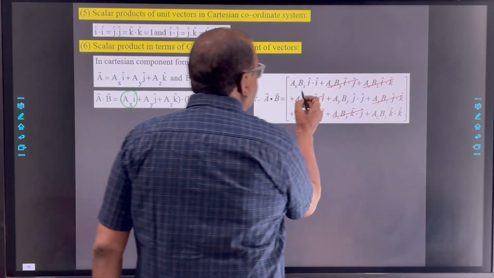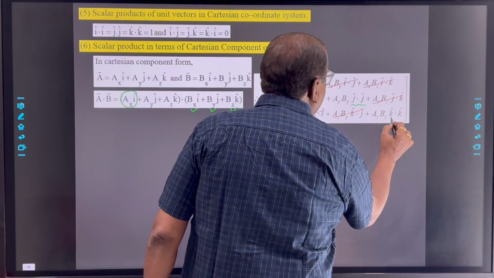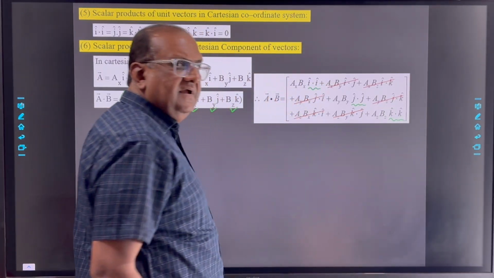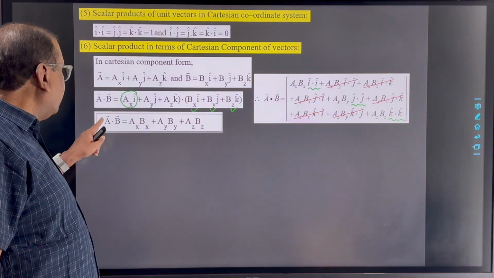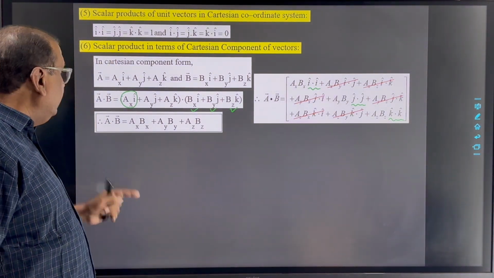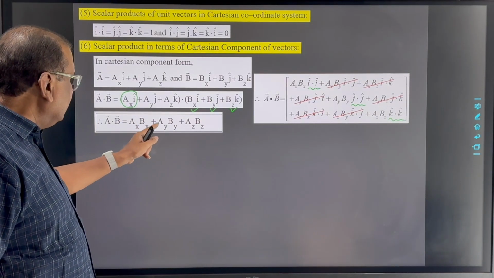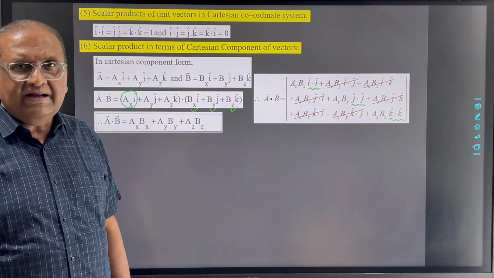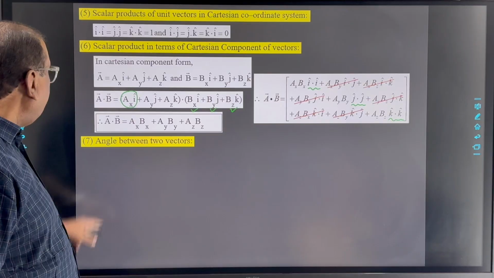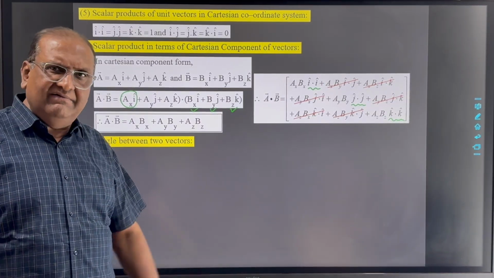And this i dot i, j dot j and k dot k will be equal to 1. So we can write simply vector A dot vector B is equal to AX BX plus AY BY plus AZ BZ. Clear?